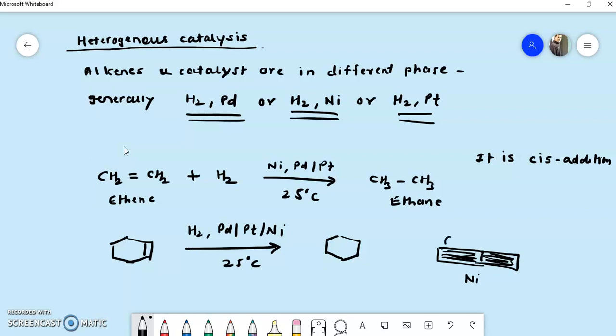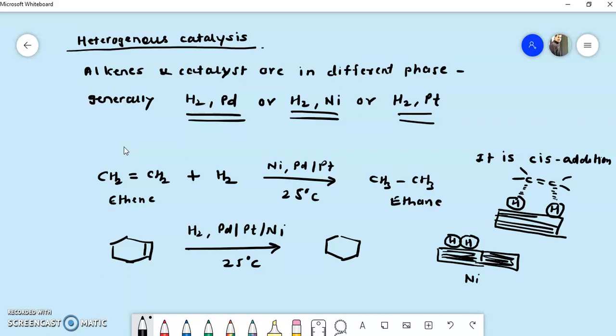So hydrogen molecule is first of all adsorbed. Suppose this is hydrogen, this is also hydrogen. So what happened, this catalyst we used here in this system, so after some time the hydrogen molecule gets dissociated into hydrogen atoms like this. And suppose here is a C double bond C, like this. Then after some time, there is a formation of bond between this hydrogen and this hydrogen.